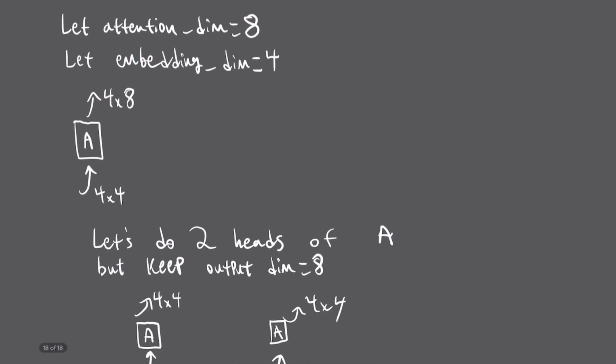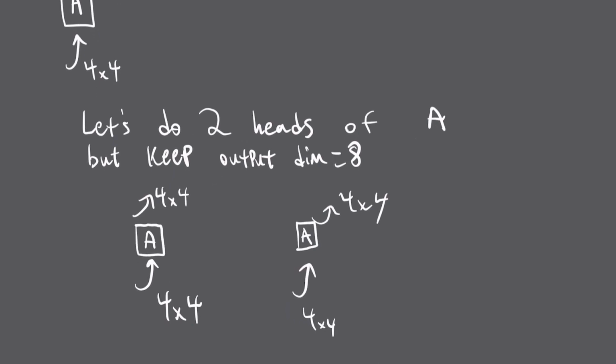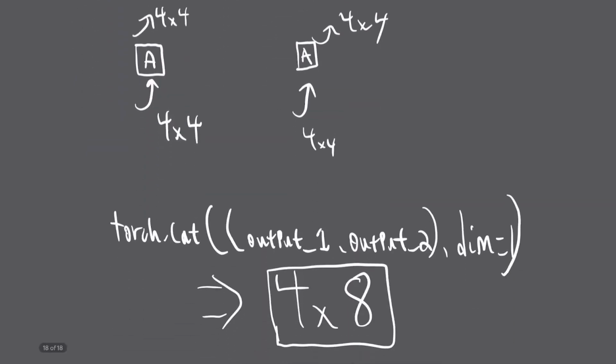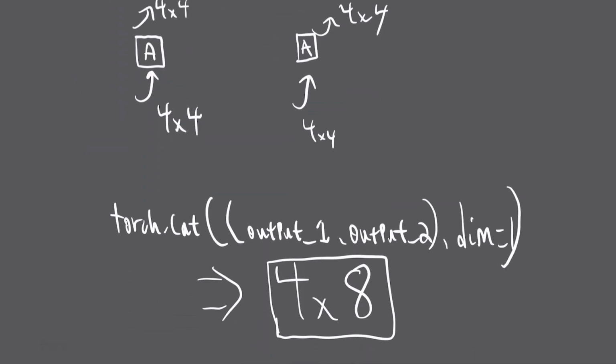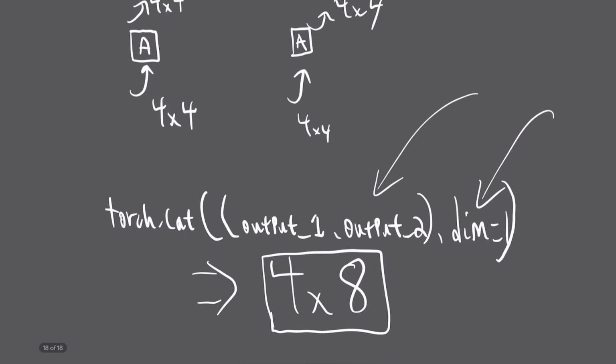If we want to do that, then we're actually going to have to change the attention dim for each instance of A, each head, as they call it, to 4. That way we can still have 4 plus 4 equal to 8. But if we have two 4x4 outputs, how do we get the output dim equal to 8? Well, we can use concatenation. We know there's a function in PyTorch. Don't worry if you're not familiar with this, but we can concatenate two tensors and tell PyTorch along which dimension to concatenate. We want to concatenate not along the 0th dimension, but rather along the 1st dimension. And that will give us a 4x8 tensor.